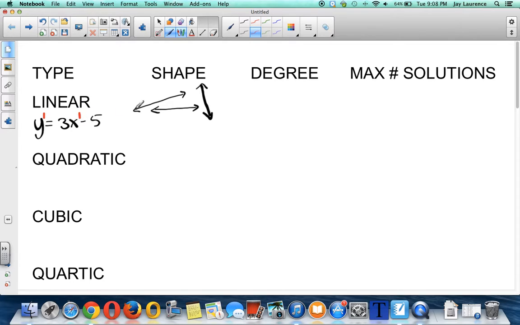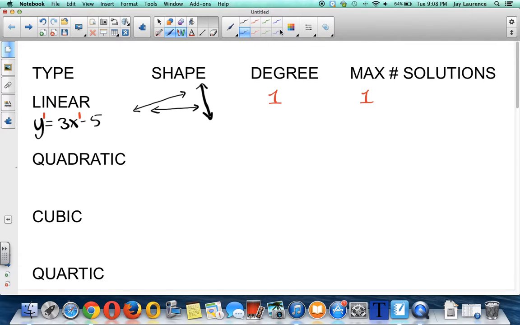Now this of course is degree 1, and for a linear equation, the maximum number of solutions it can have would be 1. Notice that matches the degree. Now we're assuming that it's not all real numbers, it's not one of those special cases. We're saying the most number of solutions other than all real numbers can be 1. It could have no solution. It doesn't have to have one.